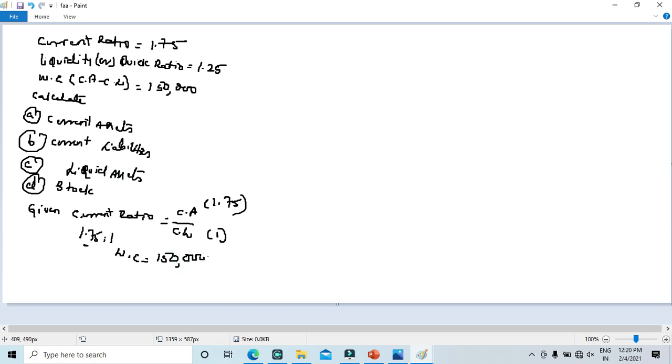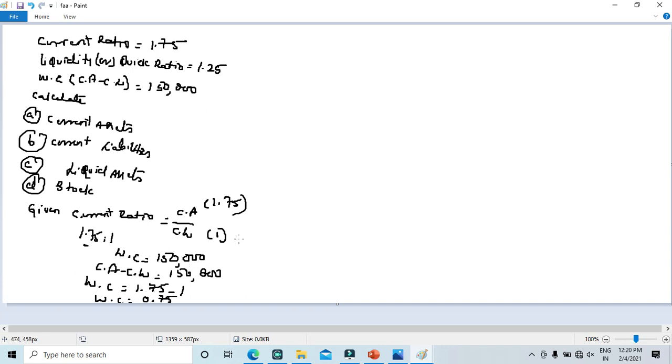Now we need current liabilities, the second point he is asking. As we are familiar, working capital is equal to current assets minus current liabilities. So substitute 1,50,000 for working capital: 1,50,000 equals 3,50,000 minus current liabilities. So your current liabilities will be 2 lakhs of rupees. This is how you calculate: you just substitute and get the answer.